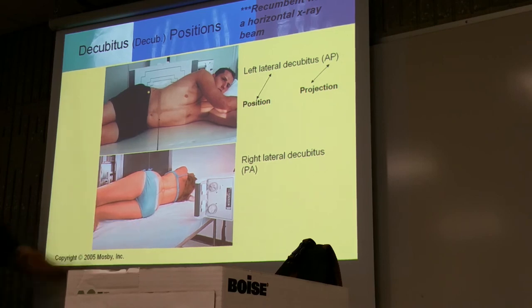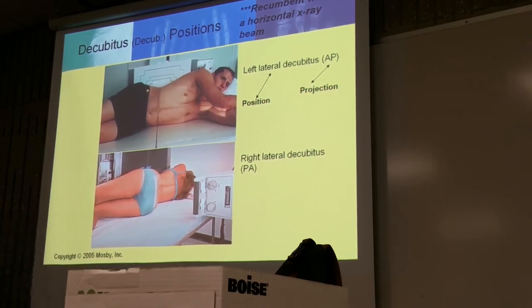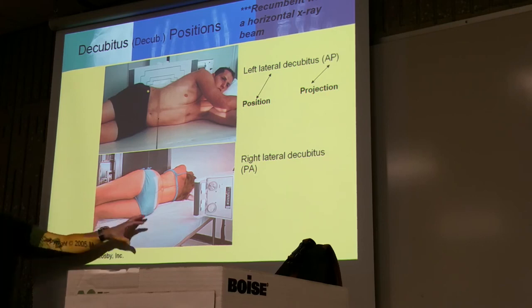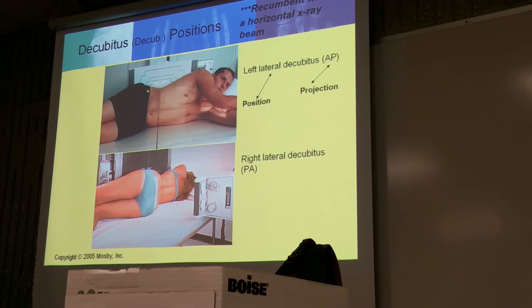Now what do we have here? Right lateral decubitus. What is the projection? Posterior. Right, it's a PA projection. So it's a right lateral decubitus. Again, decubitus tells me they're lying down with a horizontal beam, and my projection is it enters the posterior and exits the anterior. So once again, if they're lying on their belly and it's like that, it would be a ventral decubitus.